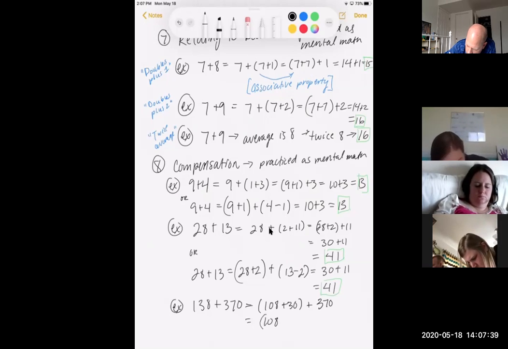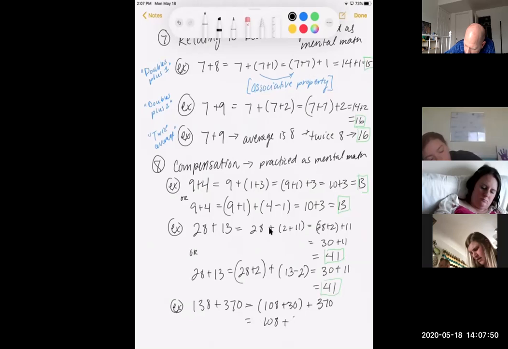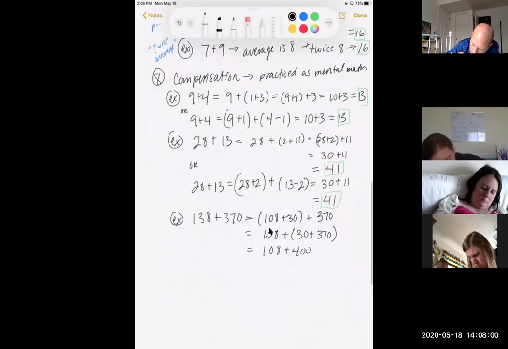108. Plus, sorry, no, I don't need that here. We're using the associative property to add the 30 plus the 370 together. That's 108 plus 400, which gives me 508.